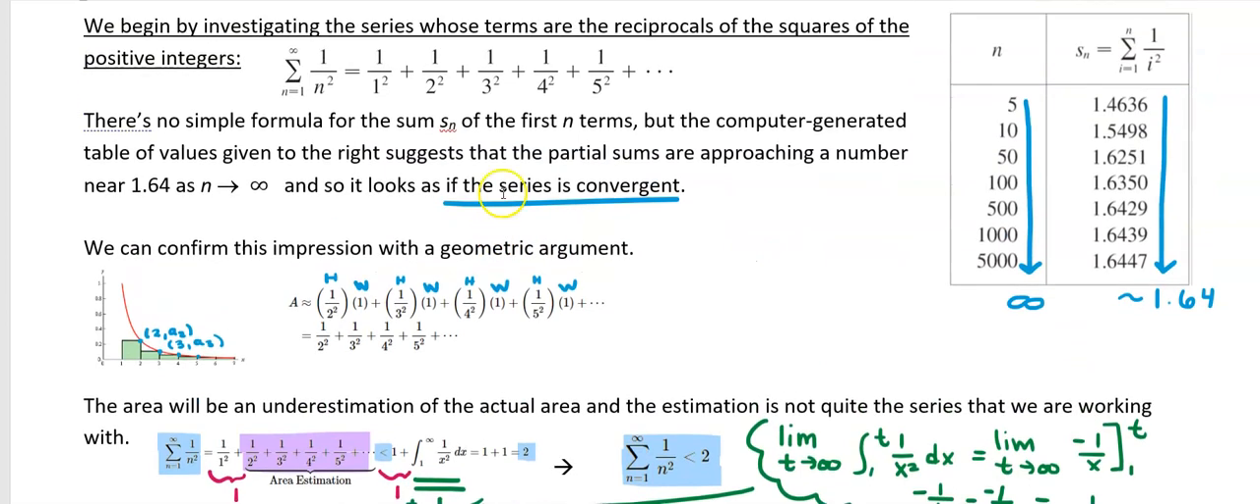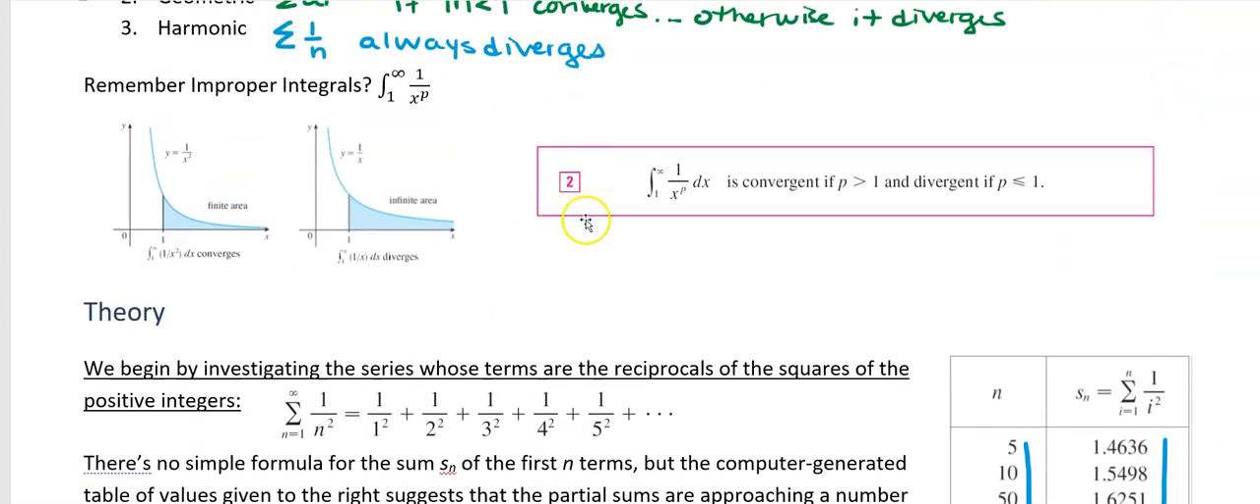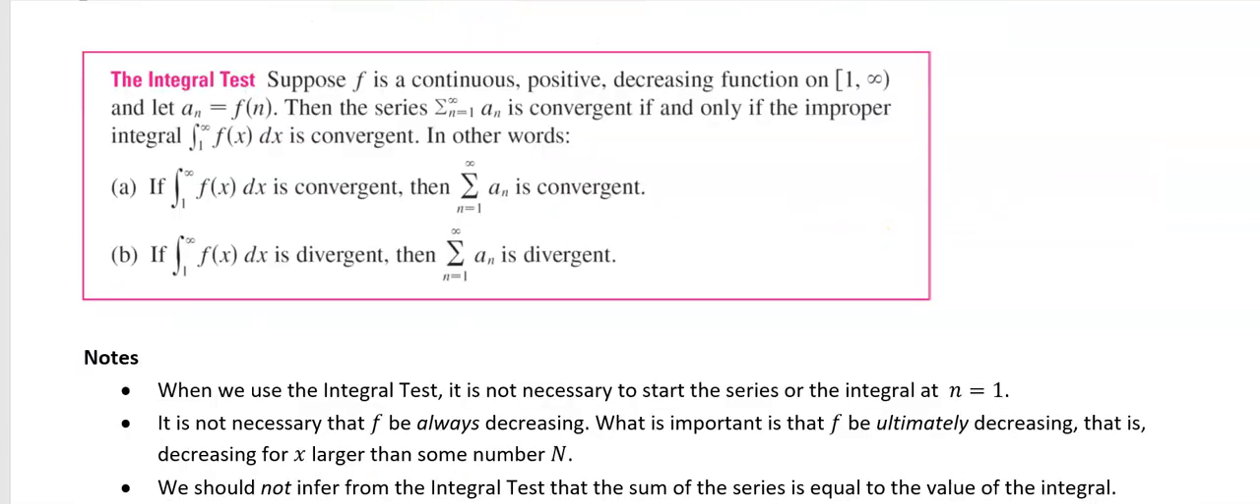So these two examples kind of tie right back into what we saw before with improper integrals. Now this brings us to the integral test. The integral test states, suppose that f is a continuous, positive, decreasing function from 1 to infinity, and we're going to let a sub n equal our function evaluated at n.